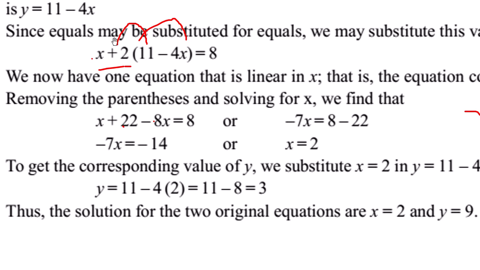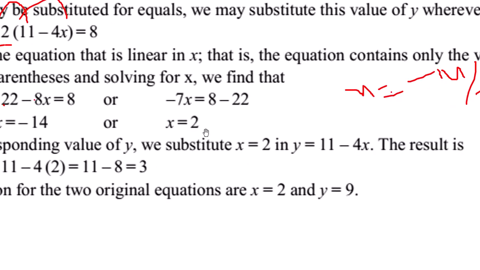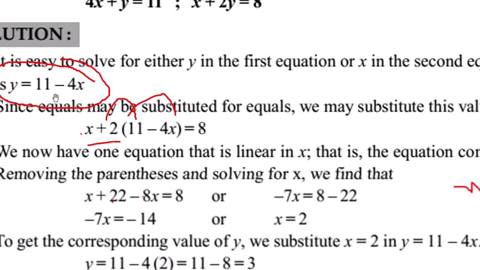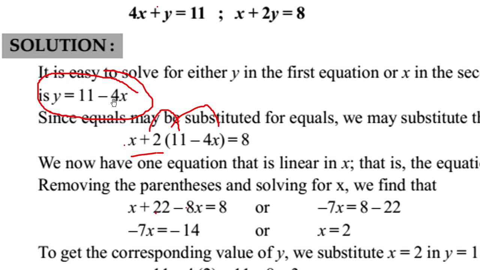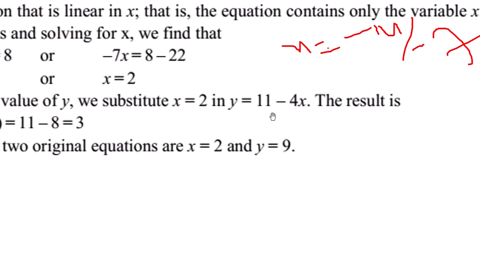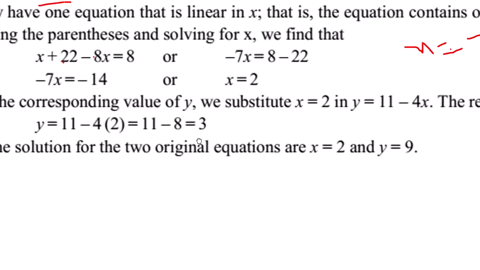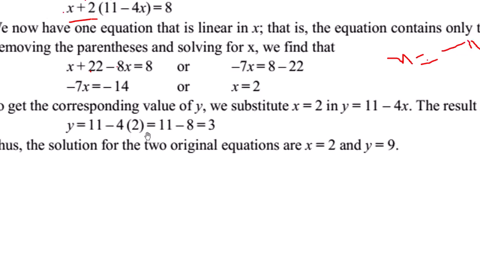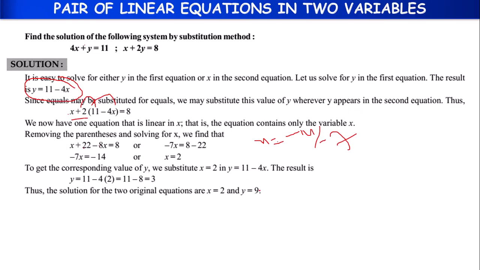For finding y, let's substitute this x equal to 2 in y equal to 11 minus 4x, because already from the first equation we have derived the value of y in terms of x. After finding x, let's substitute the x value in this equation. So in 11 minus 4x, let's substitute the x value. 11 minus 4 into 2, 11 minus 8, that equals 3. So the solution for the equations: x value is 2, y value is 3, children.